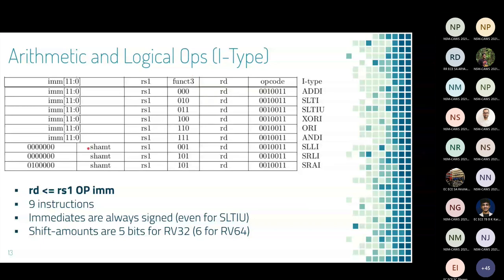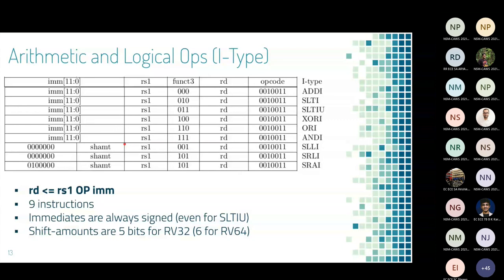Why is it 5 and not 12? For the shift left and the shift right operations, the immediate field is reduced to only 5 bits, whereas for all the others, it's 12 bits. Can anyone guess why this is only 5? Because the maximum shift possible is only 32, so beyond that is going to make it 0.